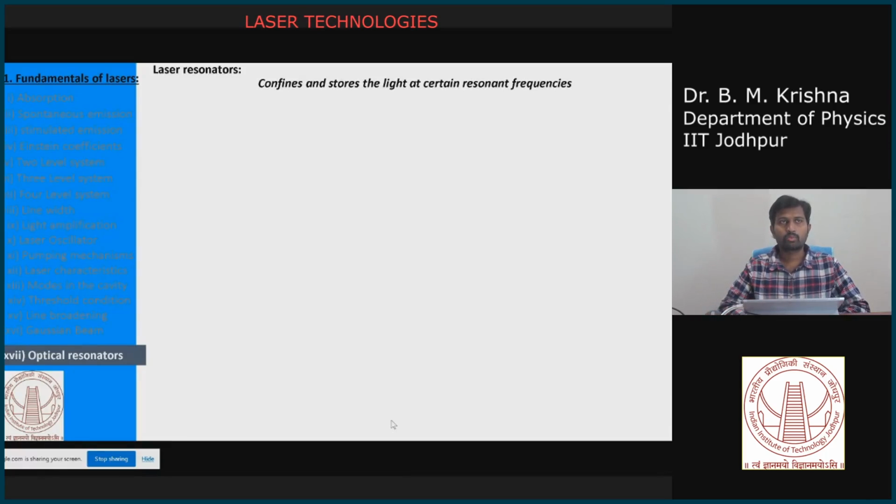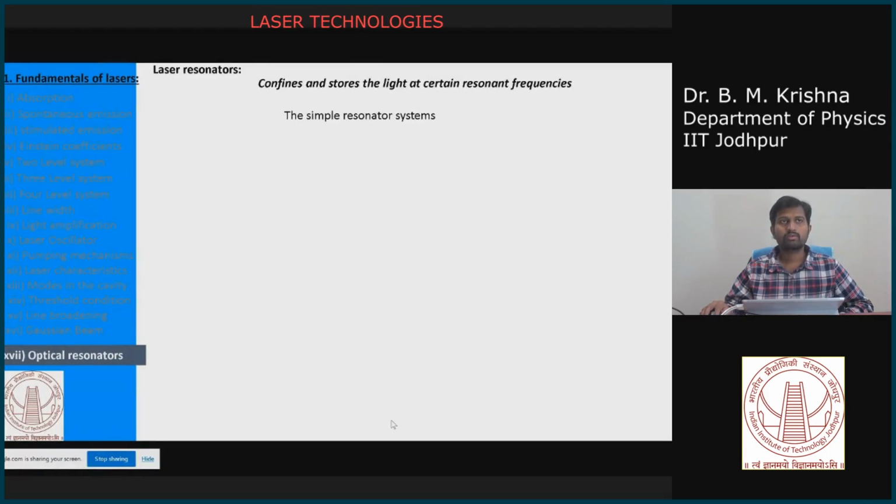So the optical resonator is analogous to the electrical resonator. It has similar functioning, and the amplification and feedback system as we discussed in our previous classes. So this confines the light inside the cavity or the resonator and also stores the light at certain resonant frequencies. That means it allows certain frequencies to resonate in the cavity.